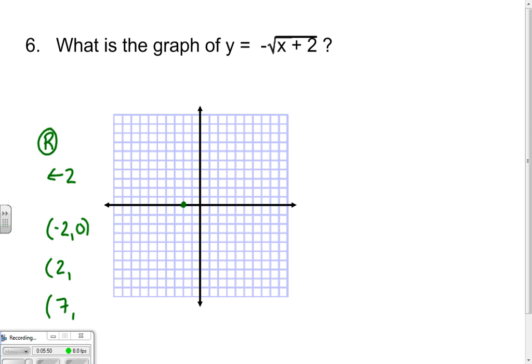If I put a 2 in there, 2 plus 2 is 4. The square root of that is 2, but the negative out front gives me a negative output. 2, negative 2 is actually in the fourth quadrant. If I put a 7 in, 7 plus 2 is 9. The square root of that is 3, but it's negative because of the negative out front. And so what happens is anytime that you have a graph like this that's negative, you're going to end up with what I consider to be a falling star. A falling star just means that it doesn't rise, it actually goes down instead.